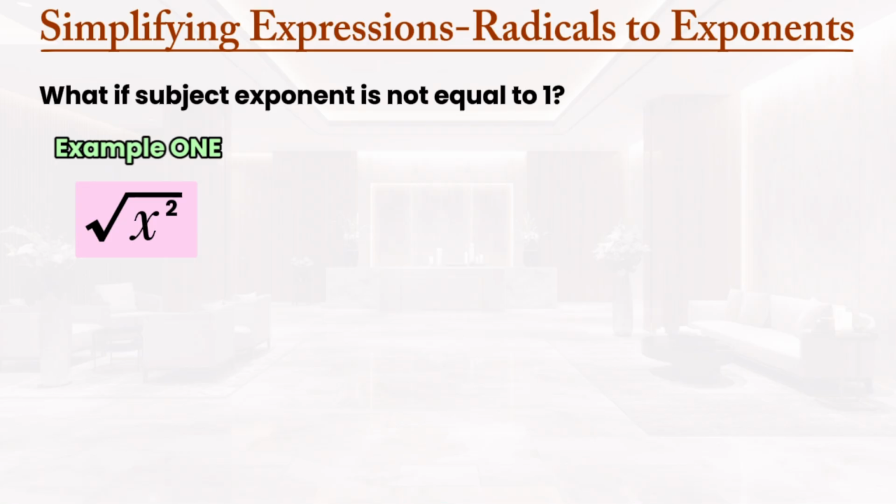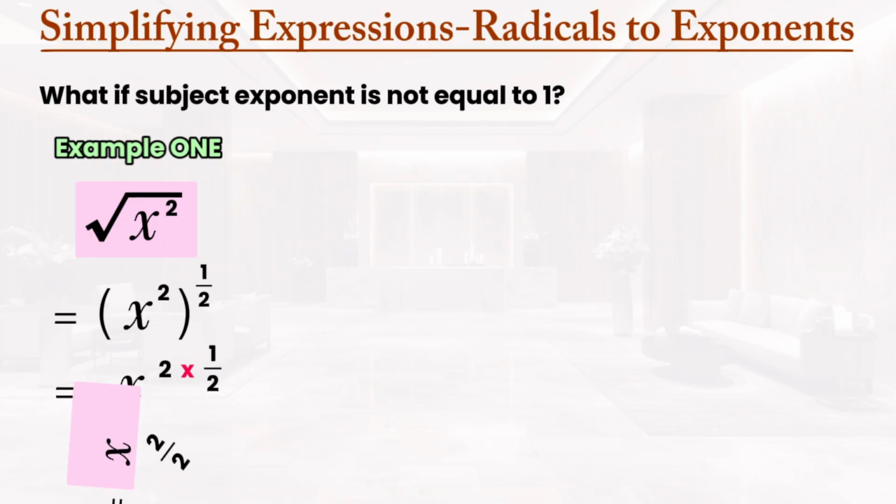Just like previously, to convert it to a fractional exponent, put the x to the power of 2 in some brackets. Then, outside the brackets, give it an exponent with the numerator being 1 and the denominator being 2. Now, multiply the exponents to get x to the power of 2 times 1 over 2. That's equal to x to the power of 2 over 2, which is equal to x to the power of 1, or x.